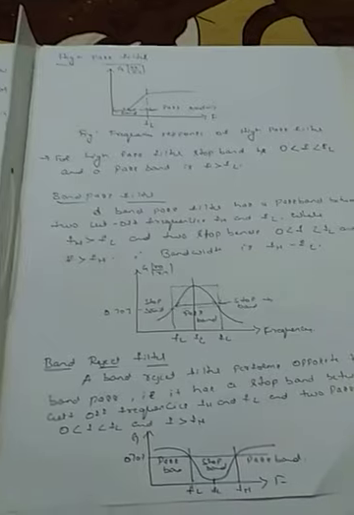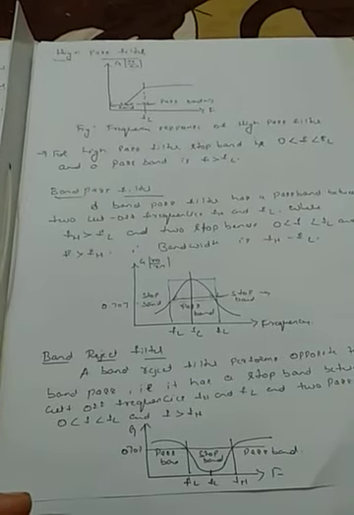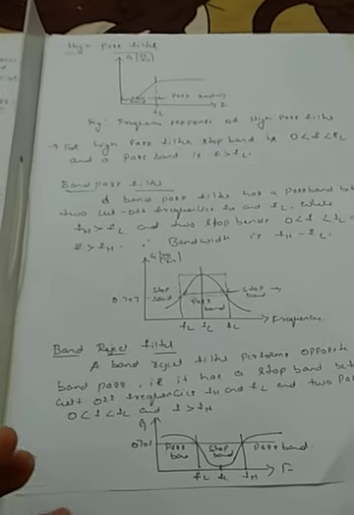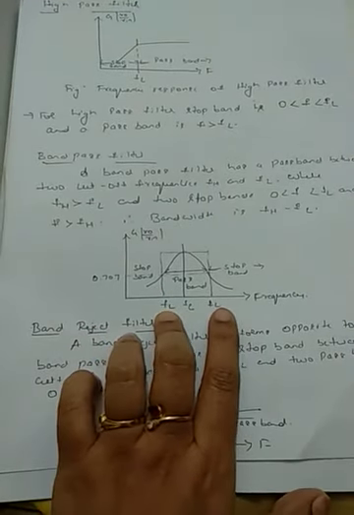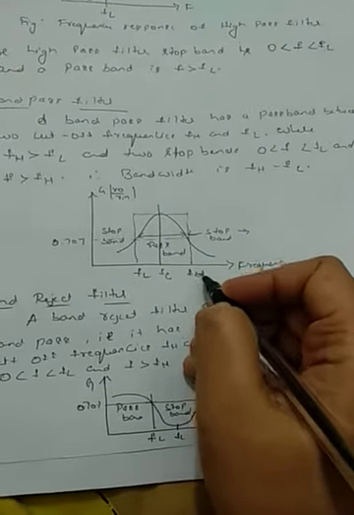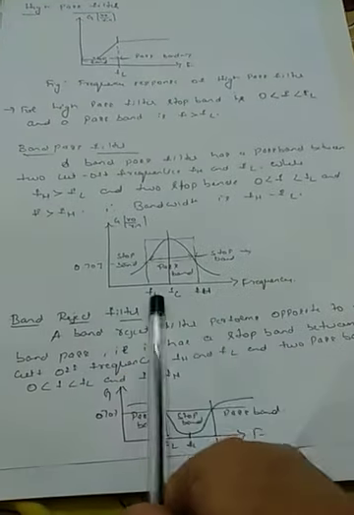So a band pass filter is a circuit which passes frequencies between two cutoff frequencies, that is, some particular band of frequencies will be passed. It passes the signal from the lower cutoff frequency to the higher cutoff frequency, so from FL to FH. Between the two cutoff frequencies, FH and FL.